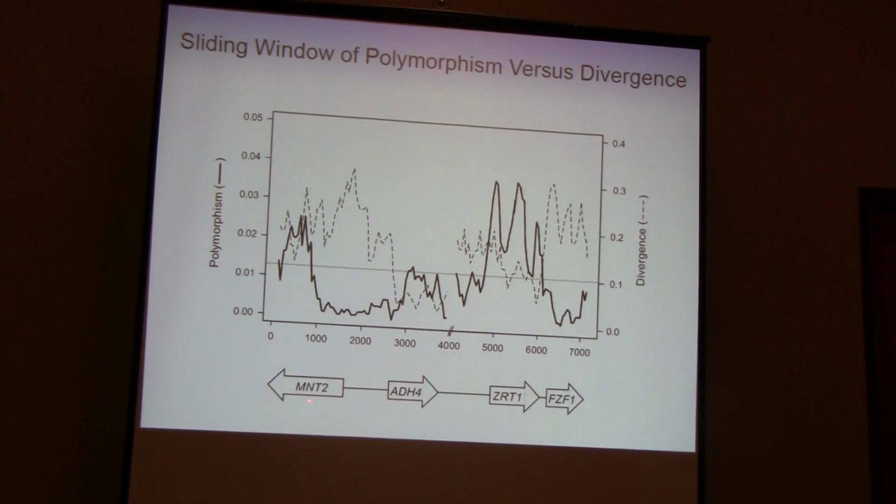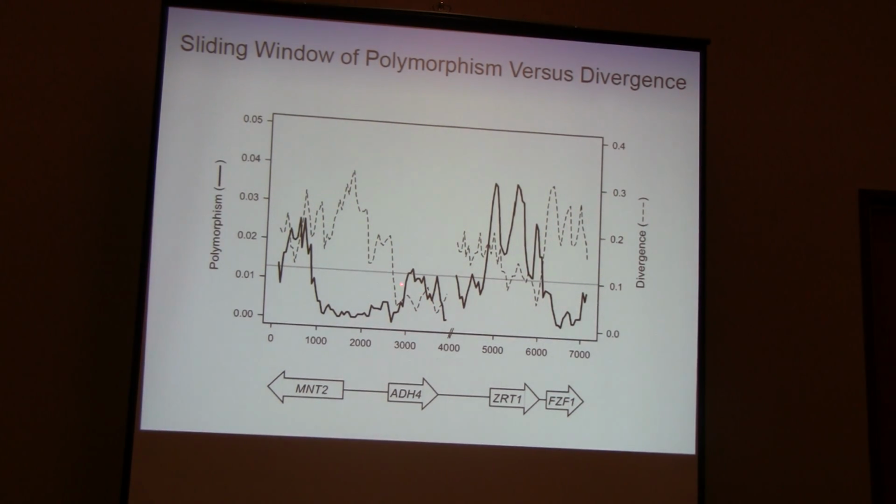Both of these genes, MNT2 and FCF1, are not significant by the HKA test compared to the set of 21 control genes. ADH4 is significant, although this appears to be due not to an elevated rate of synonymous polymorphism, but more because its rate of divergence is exceptionally low. The divergence, shown by the dashed line, drops off right around ADH4.